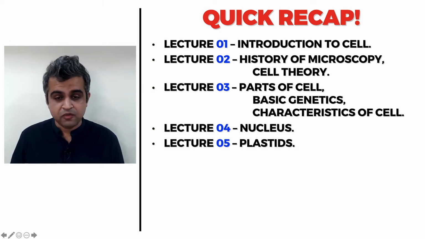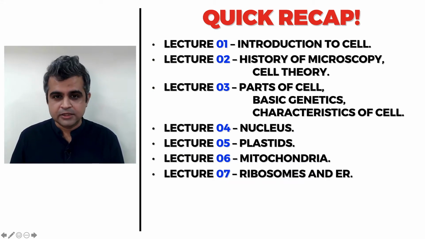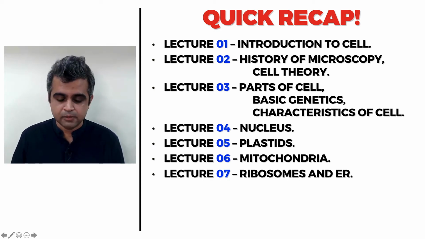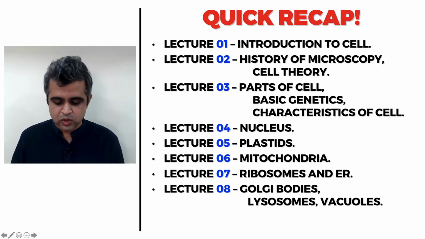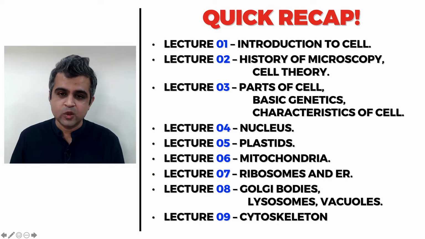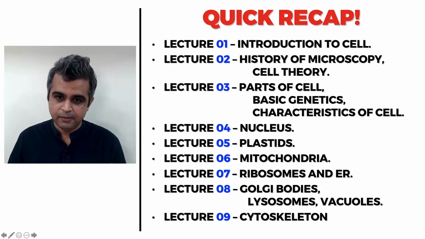In lecture number 5, we spoke about the various types of plastids. In lecture number 6, we spoke about mitochondria. In lecture number 7, we spoke about ribosomes and endoplasmic reticulum. In lecture number 8, we spoke about Golgi bodies, lysosomes, vacuoles. In lecture number 9, we spoke about cytoskeleton. And today, dear students, is lecture number 10.